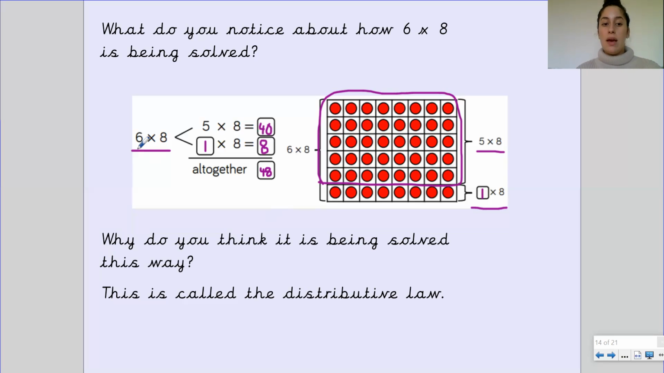Okay, so they may have done this because they may be more comfortable or more confident with the 5 times table and the 1 times table. So they've split 6 times 8 into 2 times tables that they might find easier to calculate. So if you know your 5 times table, you would know the answer to 5 times 8, whereas you may not necessarily know the answer to 6 times 8. So they've split it into 2 multiplication number sentences from 2 times tables that they are more confident with. This method is called the distributive law.